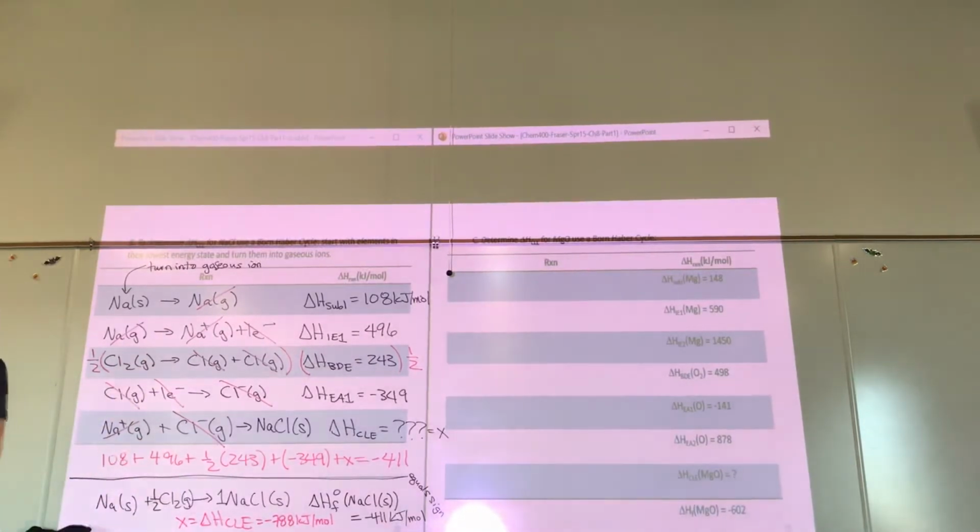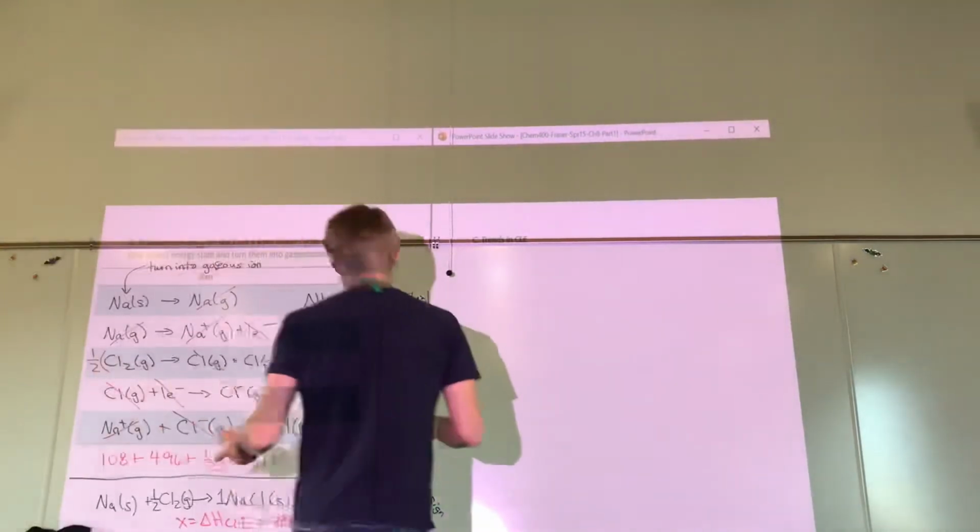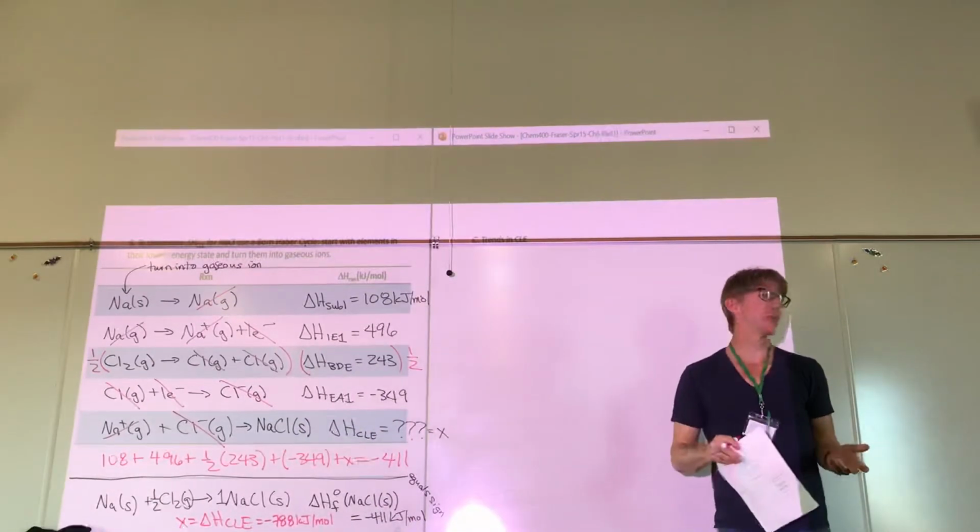Born-Haber cycle. Ta-da. Nothing on my sleeve right now, that's for sure. All right, so there's a companion problem. Ooh, we'll skip the companion problem. Remember, companion problems have their answers on the Chem 400 website.